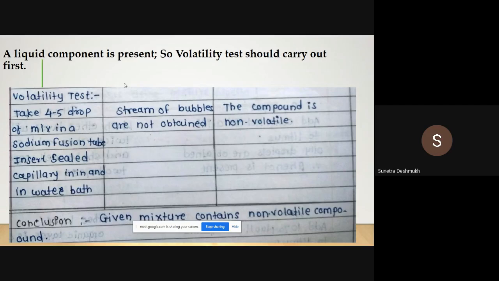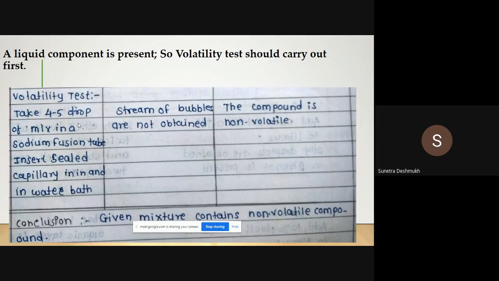Okay, so whether a given liquid is volatile or not, you have to first check. So how will you carry out the volatility test? For the volatility test, you will take 4 to 5 drops of the mixture in a sodium fusion tube. Okay, so you will take some mixture in the sodium fusion tube and insert a sealed capillary in it.